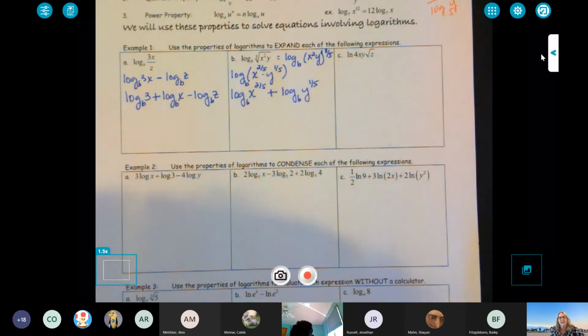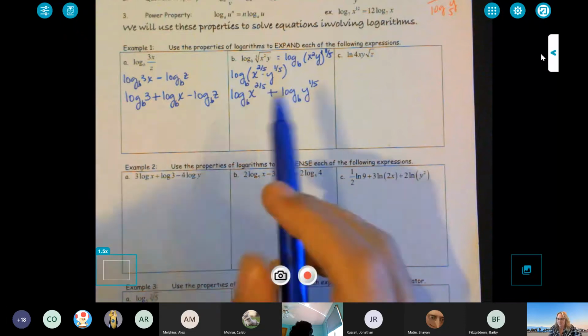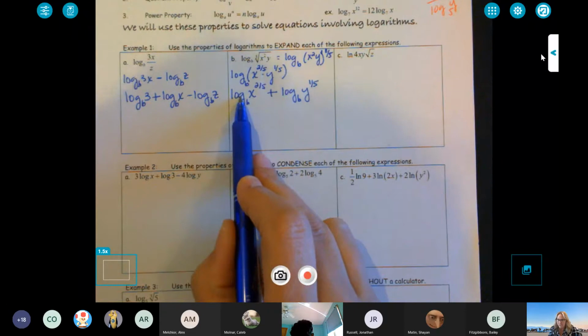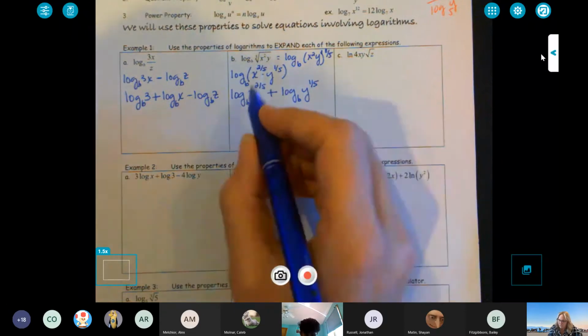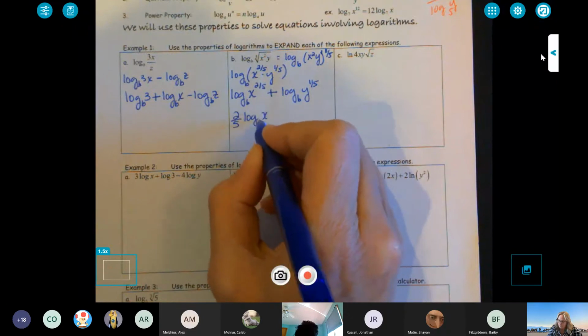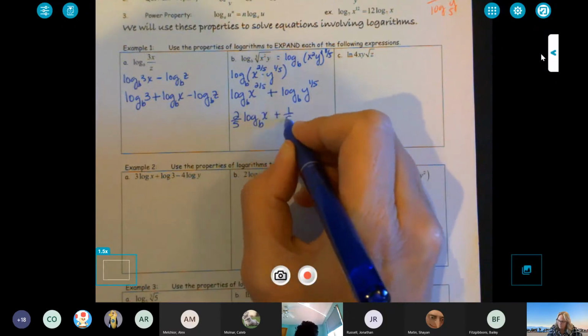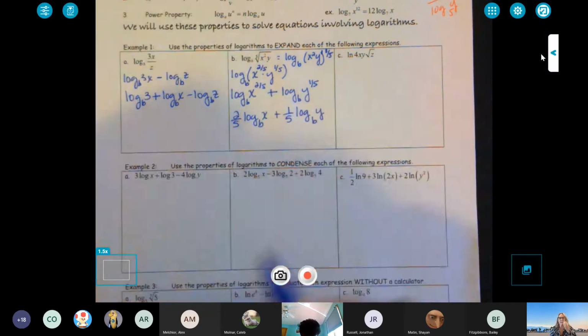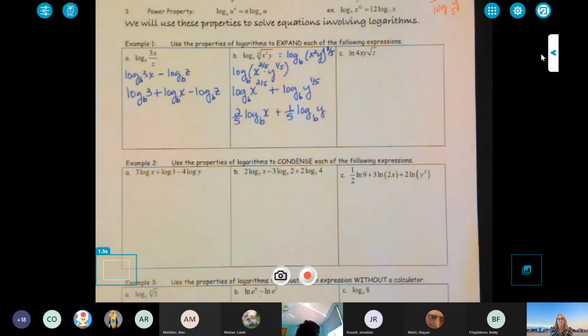Okay, so again, expand completely, no products, no quotients, no exponents. Now that this goes with this x and it has a log in the front, I can now move that using my exponent property. And now you have completely expanded your logarithm. Okay?